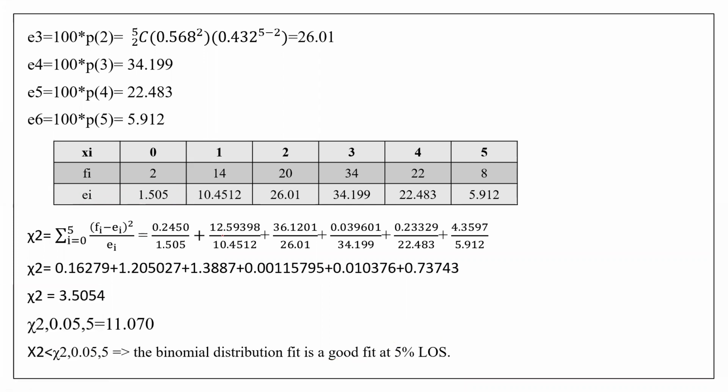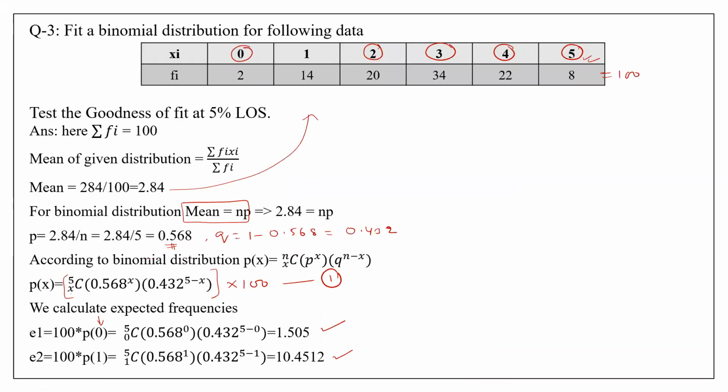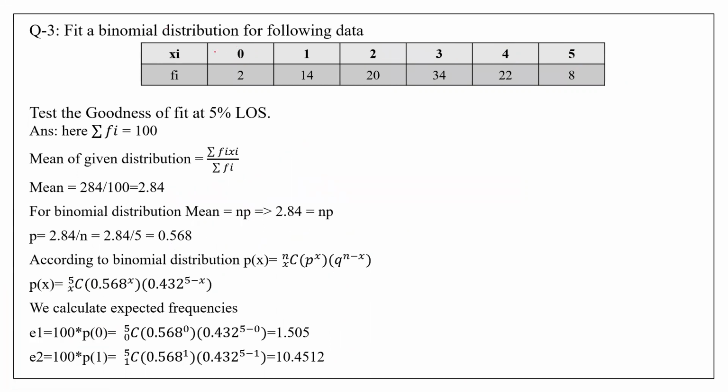So this is all about the chi-square distribution. They may give you similar data, for example the same data, but apart from binomial, they may ask you to fit a Poisson distribution also. So to do that, till here the method will be the same. The only part that will change is the mean of the binomial distribution.